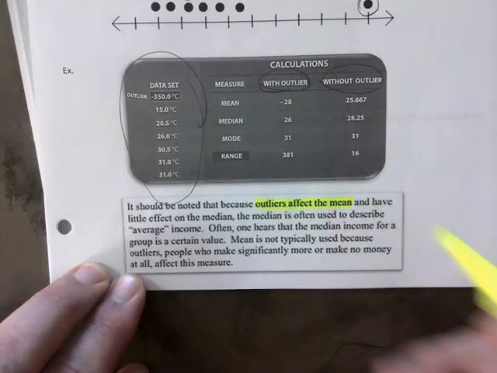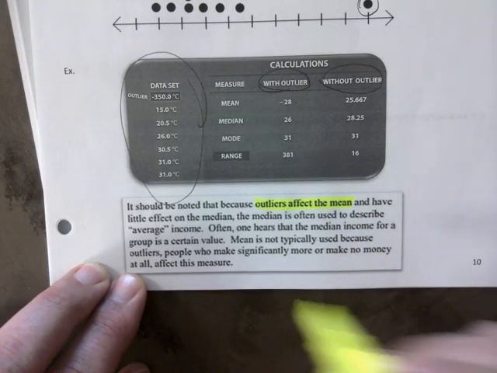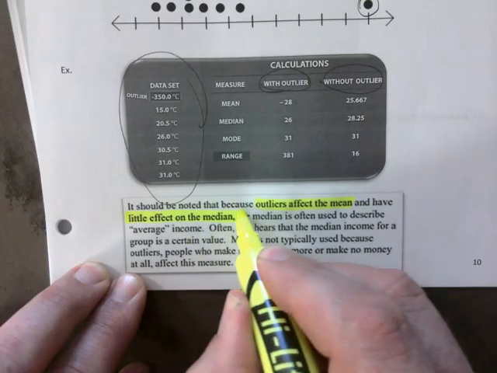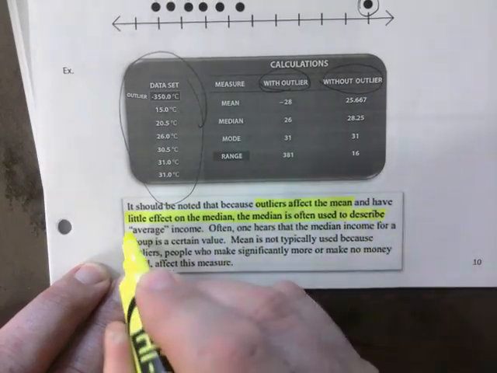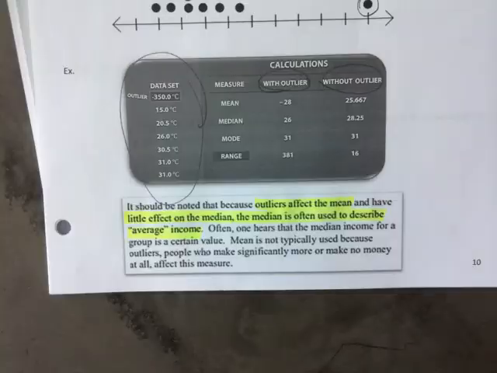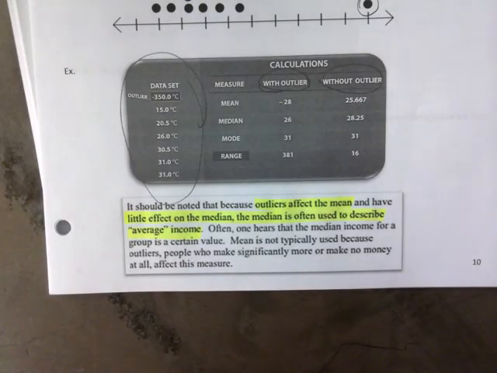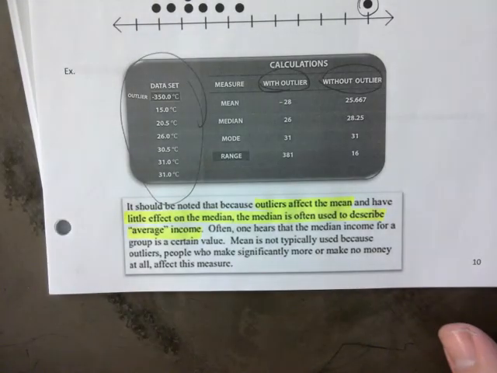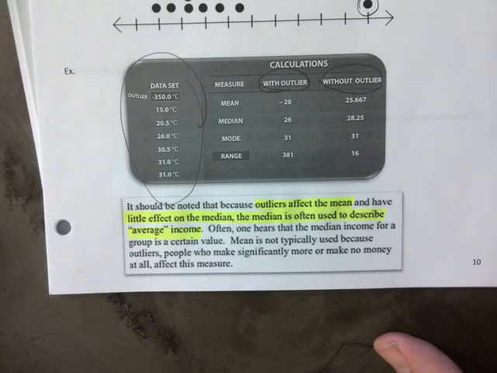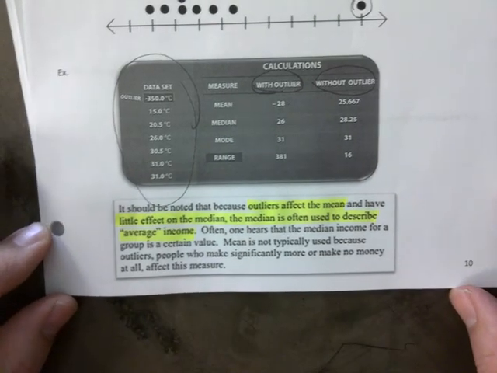Outliers affect the mean and have little effect on the median. So the median is usually used to describe the average. It's a better representation of where the middle is, okay? I think there's one more thing that I want to talk about here, this concept on the side here.